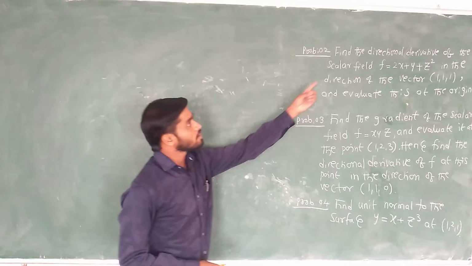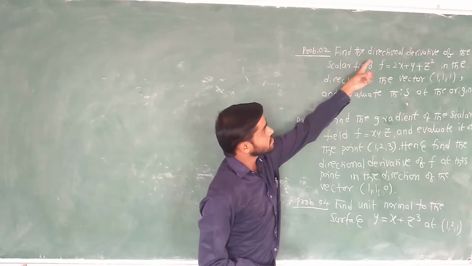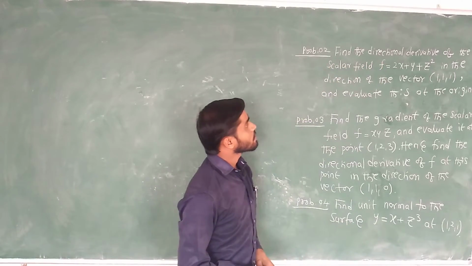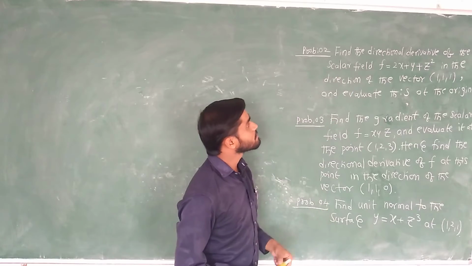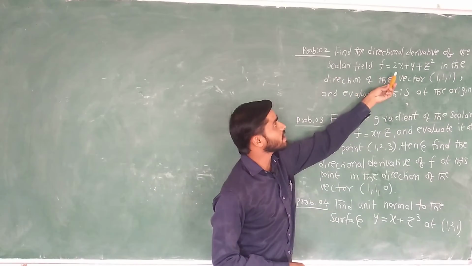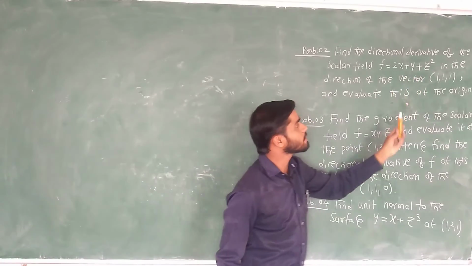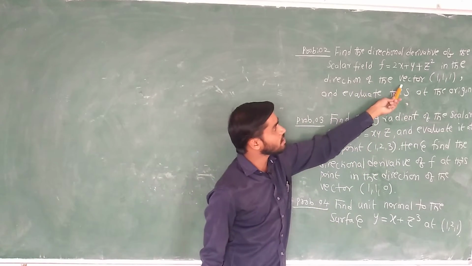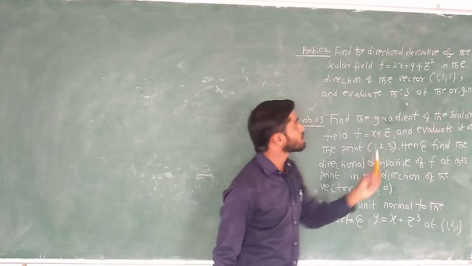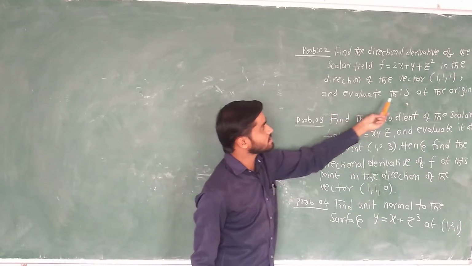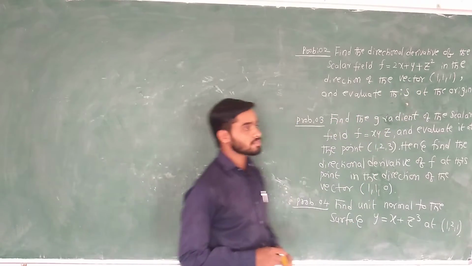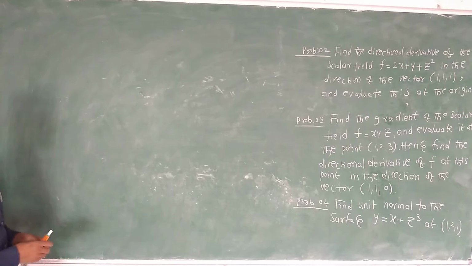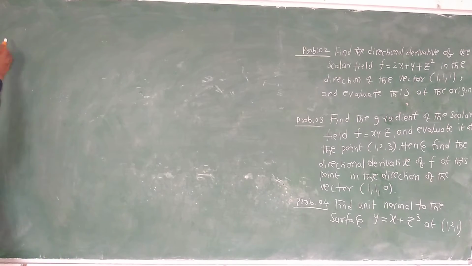Find the directional derivative of the scalar field f = 2x + y + z square in the direction of the vector (1, 1, 1) and evaluate this at the origin. Solution to problem number 2.